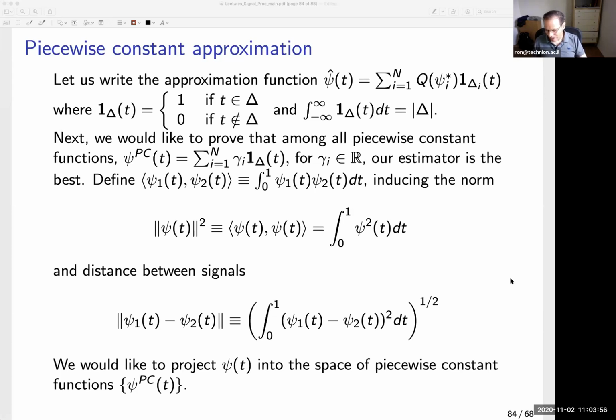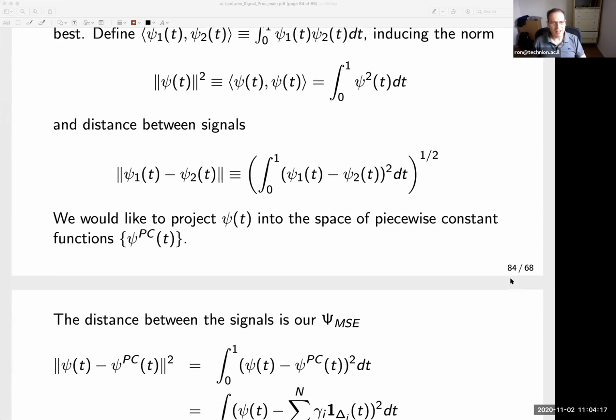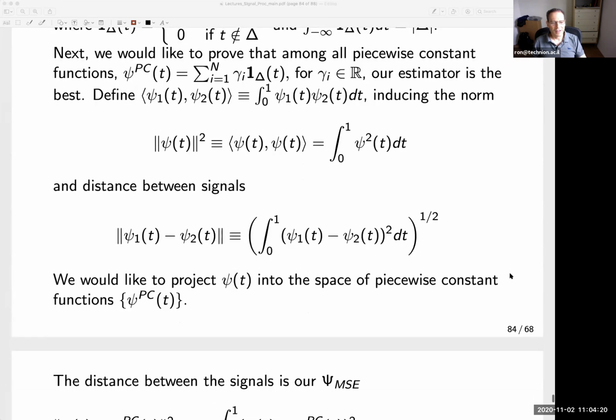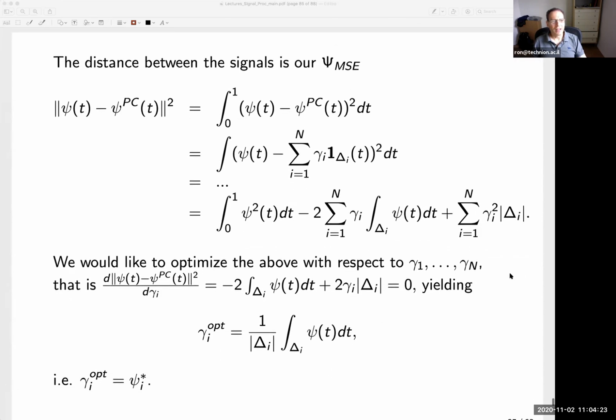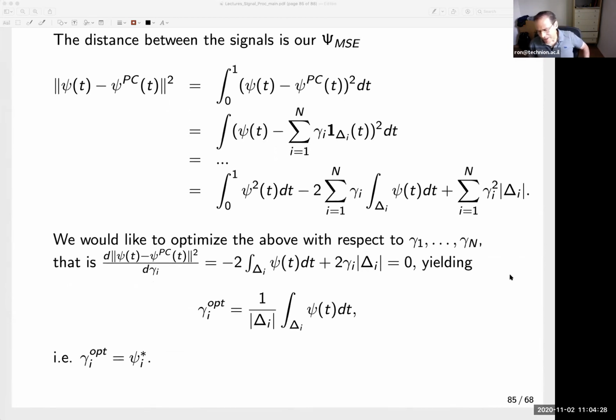So what we would like to do is project. Project means that we are minimizing in some sense. Among all possible ways, we would like to project psi t into the space of piecewise constant signals. Piecewise constant we write as PC at the top. This is what we will do. And the distance between the signals is nothing but our mean squared error.